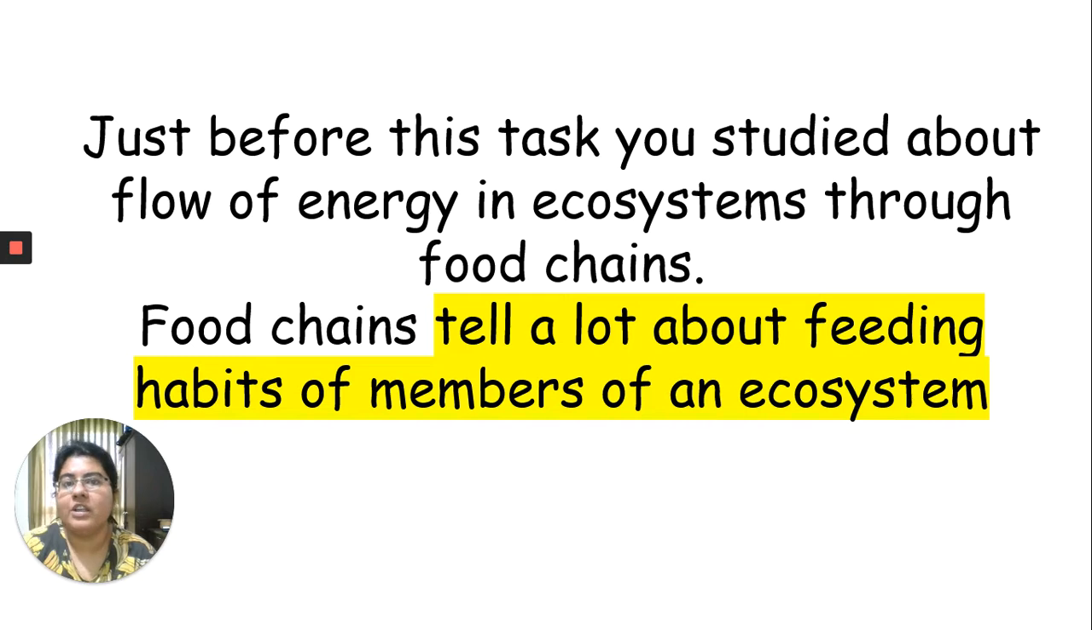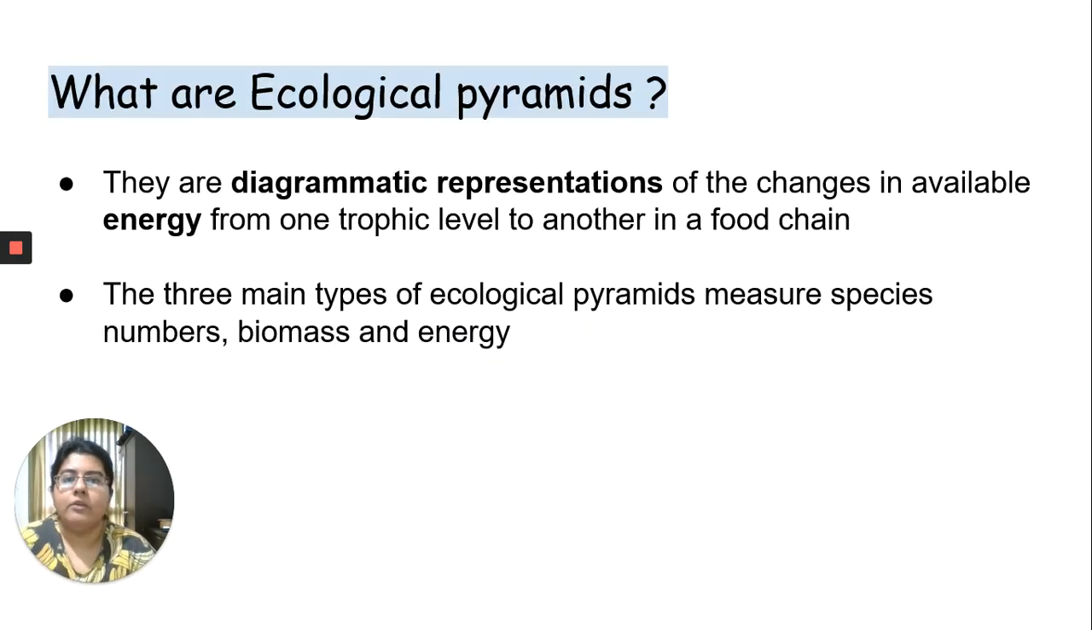Food chains actually tell you about the habit or nature of plants and animals in that ecosystem and what their feeding style is. Whereas ecological pyramids are just diagrammatic representations. You will see block-like diagrams. One trophic level represents one block, and over it another block is drawn, smaller or larger. What does this ecological pyramid show?